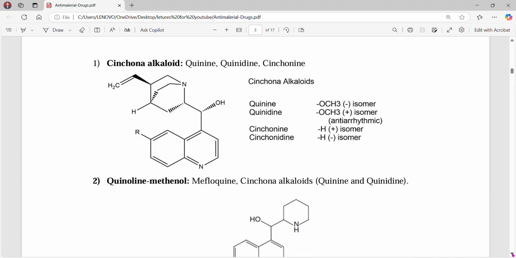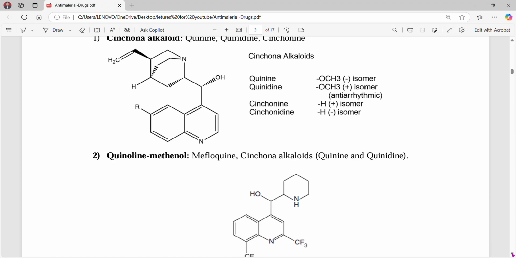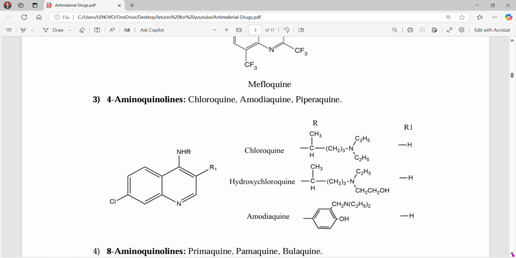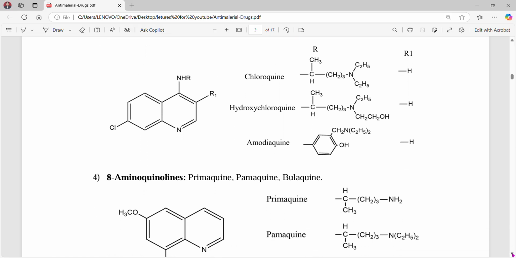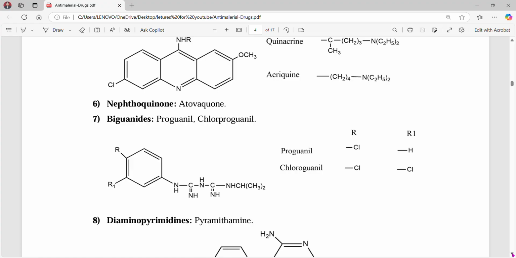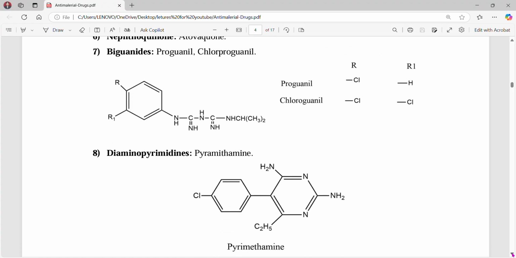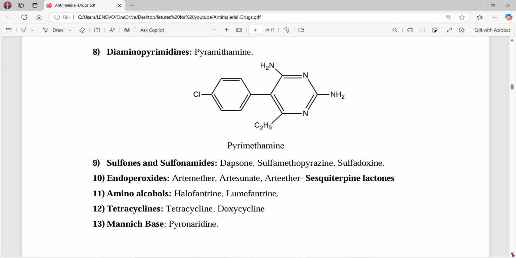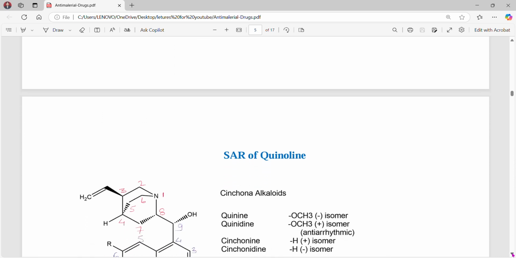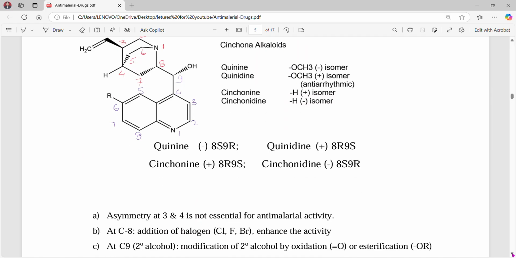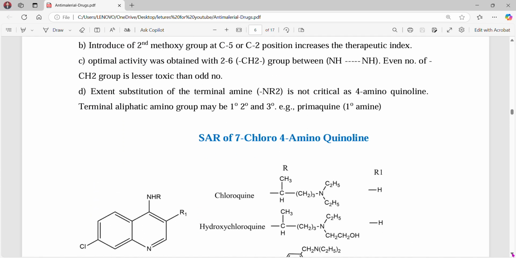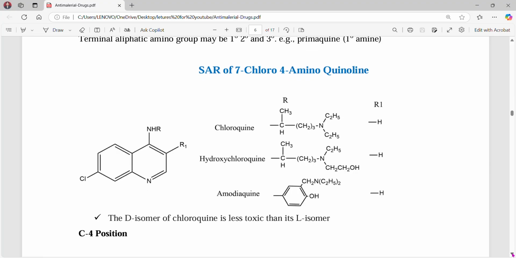Those are cinchona alkaloid, quinine methanol, 4-aminoquinolines, 8-aminoquinolines, then 9-aminoquinoline, naphthaquinone, biguanides and diaminopyridines. So this classification we have already discussed in the last class. Today we are going to discuss the individual drugs which are involved in the treatment of malaria.